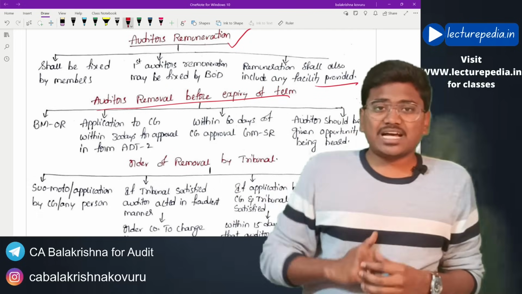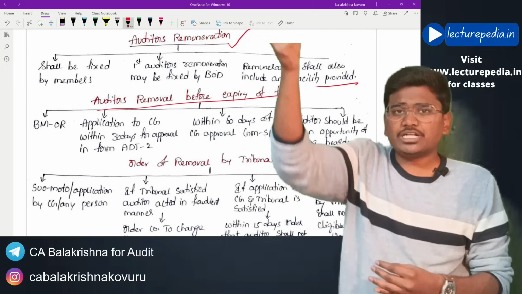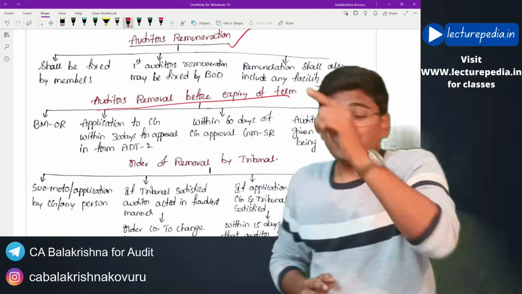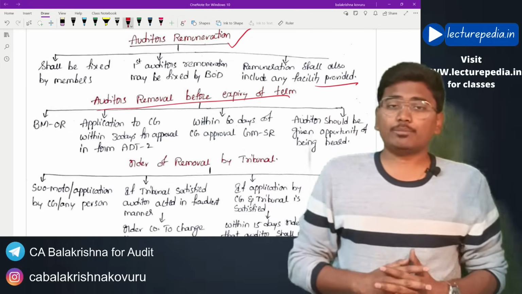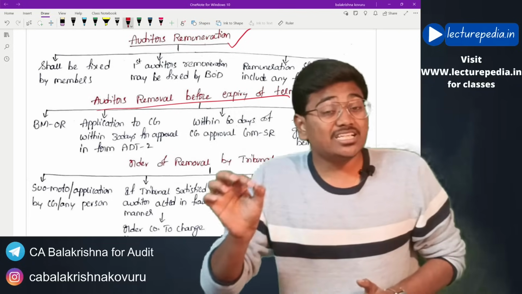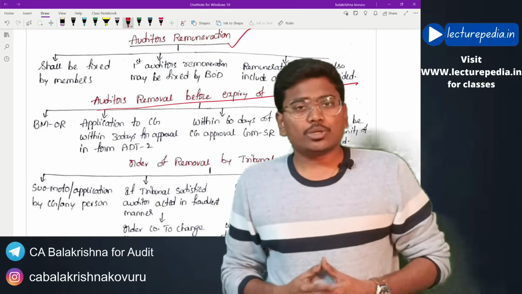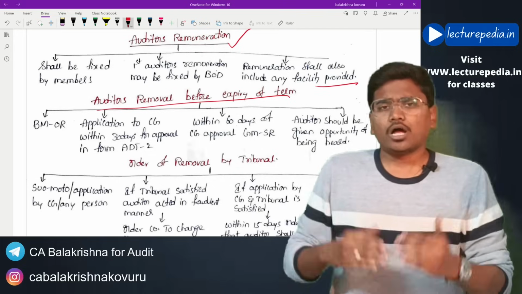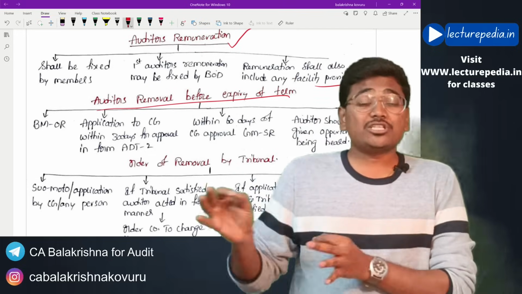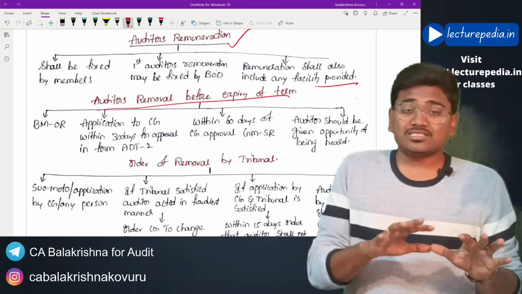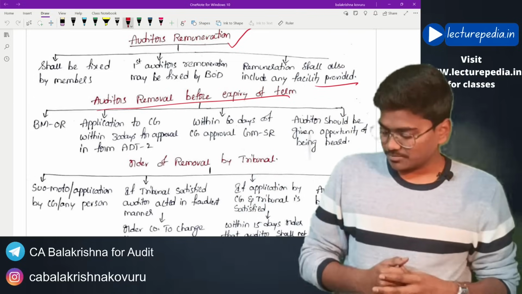This application has to be made in ADT 2, and after central government gives its approval, within next 60 days it has to conduct a general meeting of members and pass special resolution in the general meeting. Once a special resolution is passed in the general meeting, you can say tata bye bye to the auditor. However, before removing the auditor, you should also give this opportunity of being heard to the auditor. This is the procedure for removing the auditor before completion of his term.